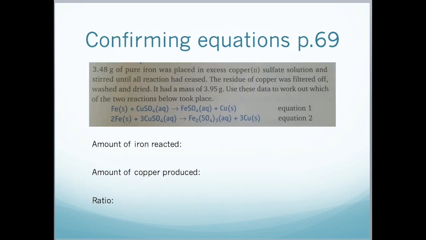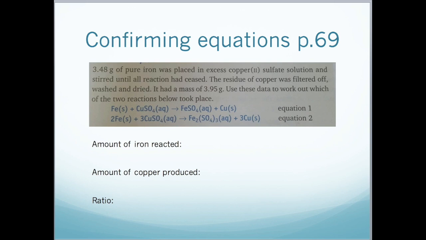And finally, I thought we would conclude by looking at the confirmation of equations. So if the masses of both reactants are known, the stoichiometry of the equation can be worked out. And this is done by converting the masses to amounts and examining the ratio of these amounts. So here I've got a question.